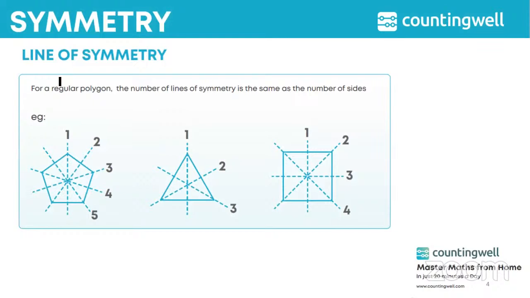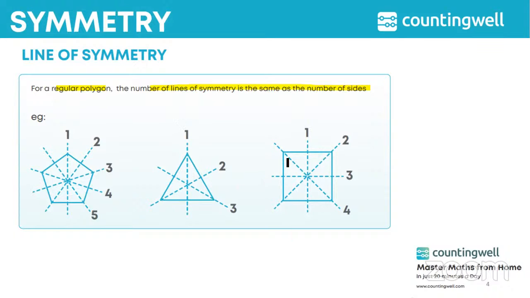For a regular polygon, for example, here we can see a pentagon with 5 sides. All the sides of this pentagon are equal, so it is a regular pentagon. So for any regular polygon, the number of lines of symmetry is the same as the number of sides. For example, an equilateral triangle is a regular polygon. It has 3 sides, so there will be 3 lines of symmetry.